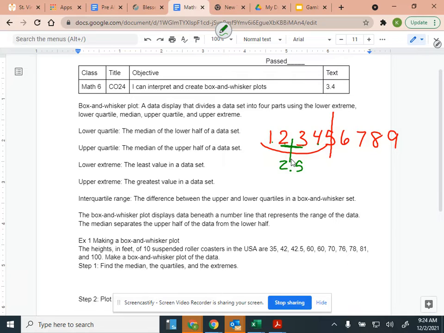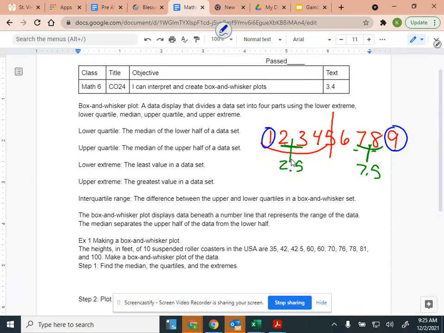So the upper quartile is going to be the median of the upper half. So we've got 2 numbers in the middle. In between 7 and 8 is 7.5. So the upper quartile is the median of the upper half. The lower quartile is the median of the lower half. Our lower extreme is the lowest number of our data set. So that's the lower extreme. Our upper extreme is the greatest value of the data set.